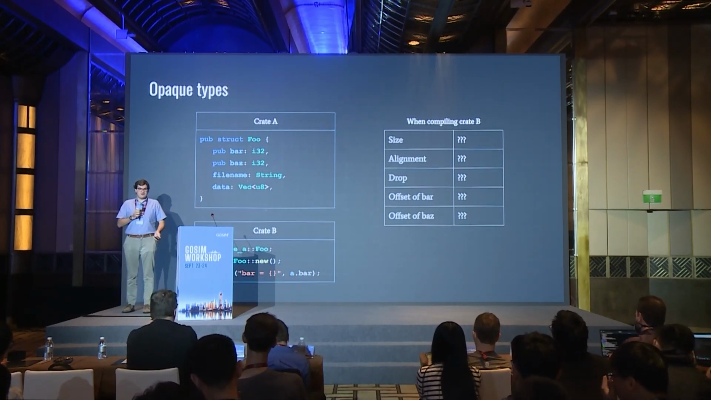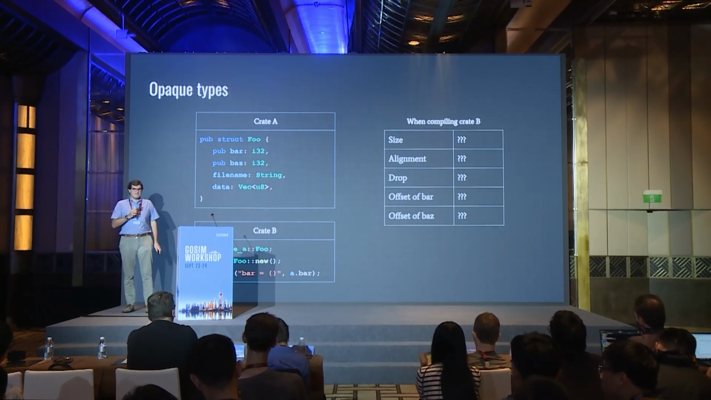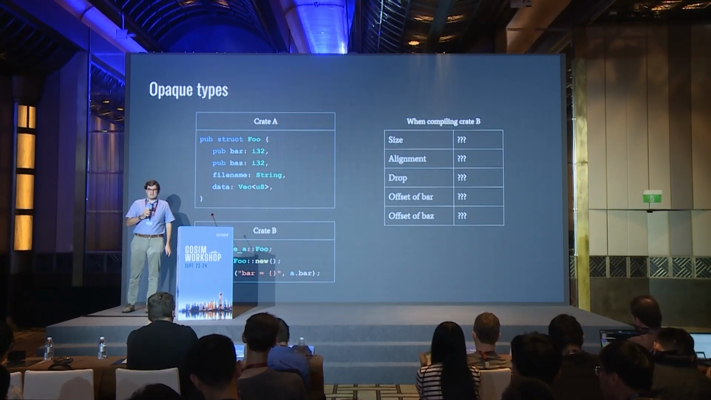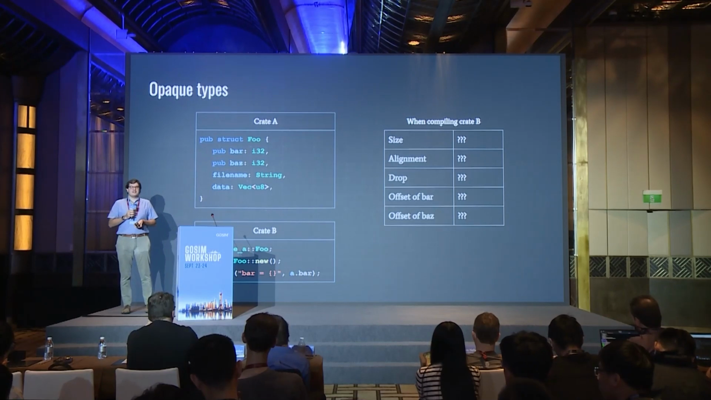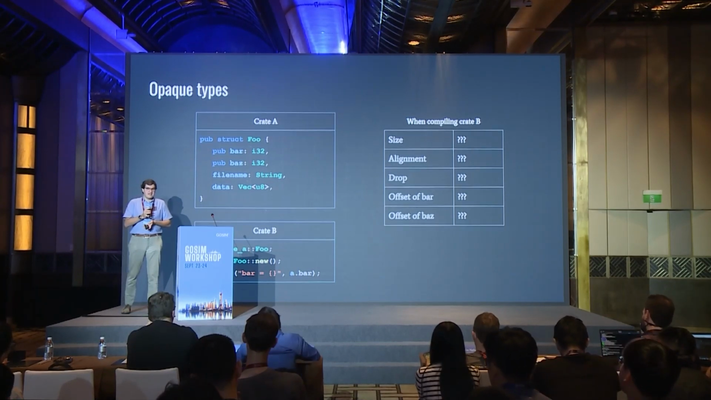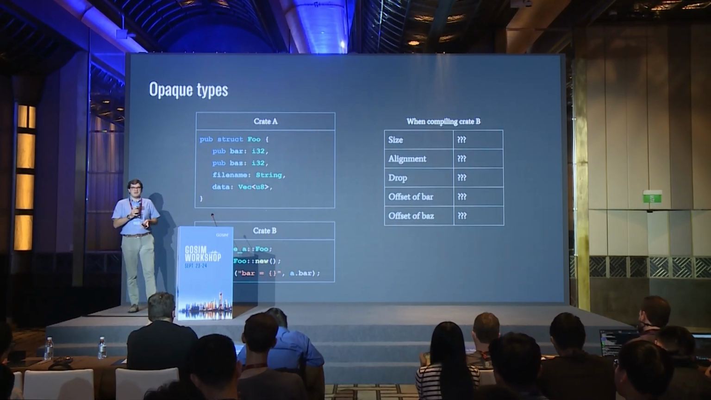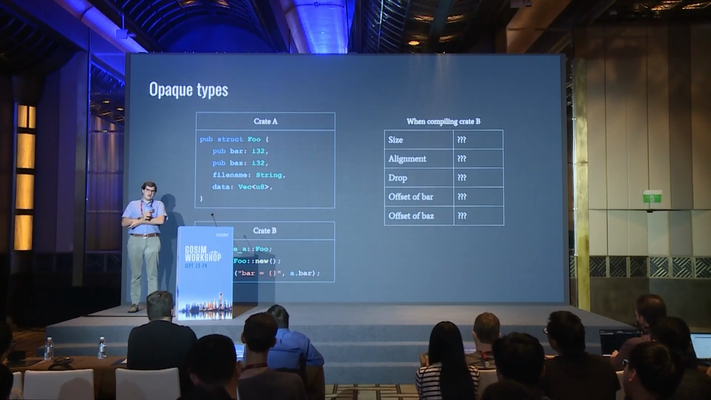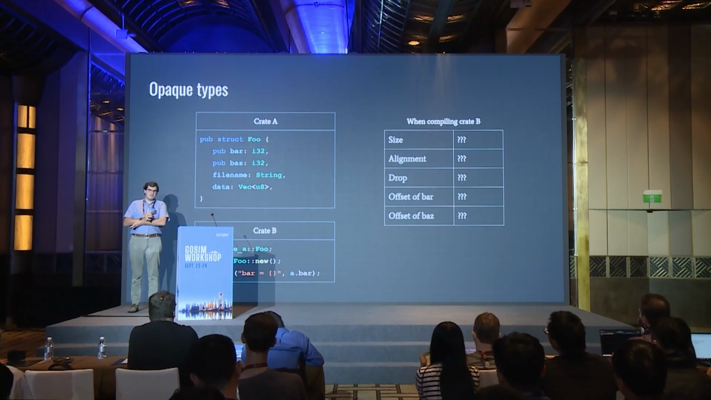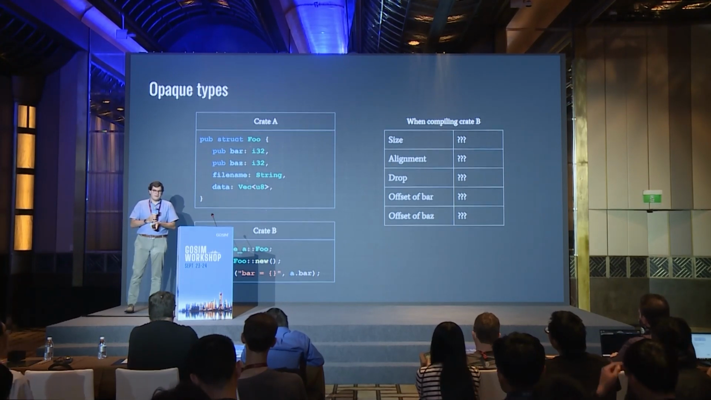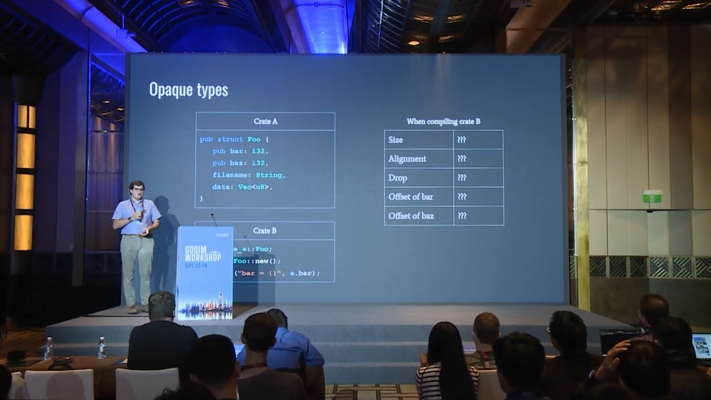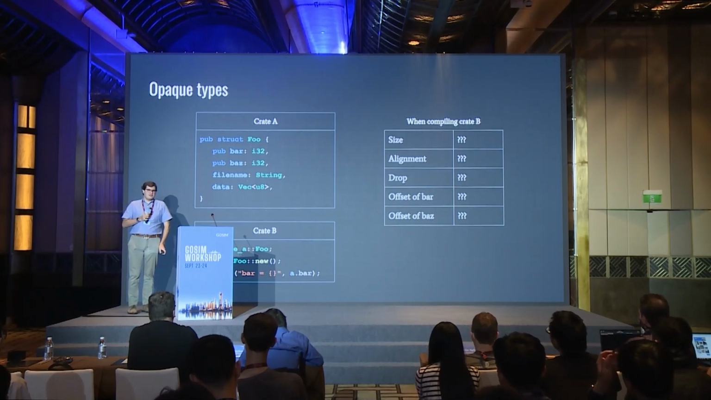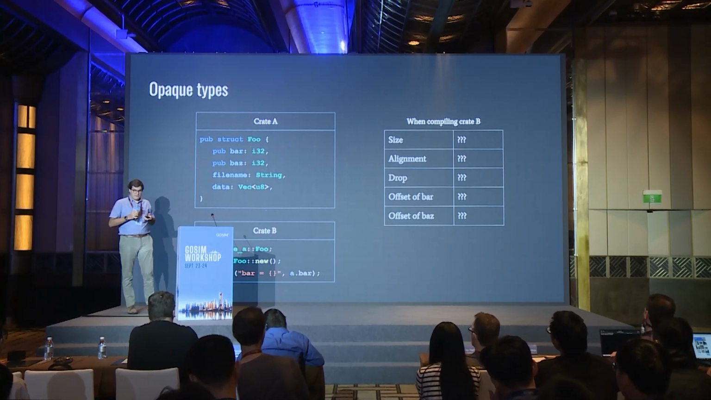The alignment isn't known because that depends on the private fields. The drop, the code that needs to be executed on drop, also depends on these private fields. Even the offsets of the public fields depend on the private fields, because the Rust struct layout algorithm will try to pack the fields together to minimize the overall size of the struct.